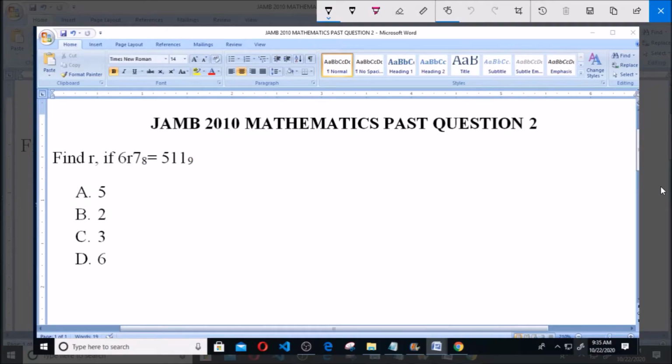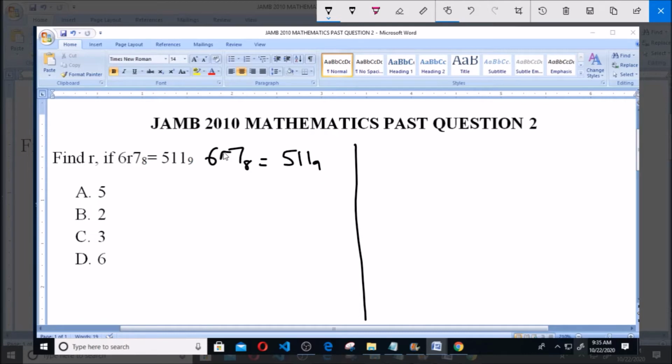I'll be answering JAMB 2010 Mathematics Past Question 2. Find R if 6R7 base 8 is equal to 511 base 9. Options: A5, B2, C3, and D6. Now we have to find R in this given expression. We're given that 6R7 base 8 is equal to 511 in base 9.